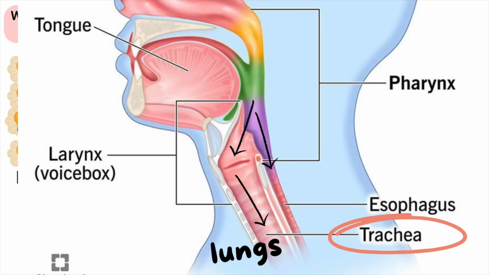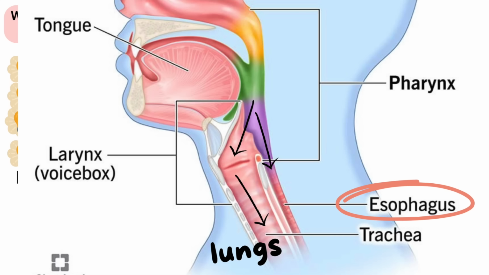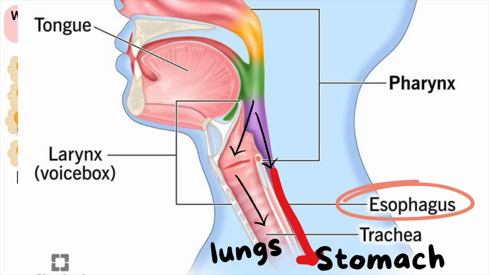Now, the pharynx also leads to the esophagus. The esophagus leads to the stomach, and this is part of the digestive system. So again, you must know that the pharynx tube carries air to the respiratory tract and it carries food to the digestive tract. The pharynx is part of both the respiratory and the digestive tract.